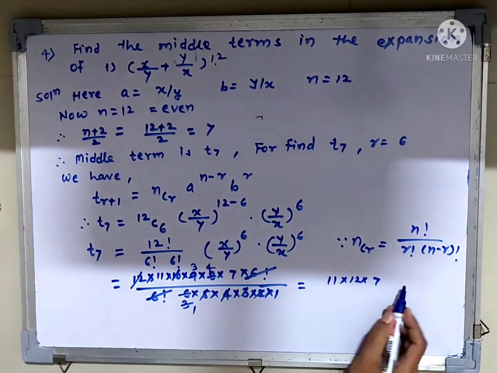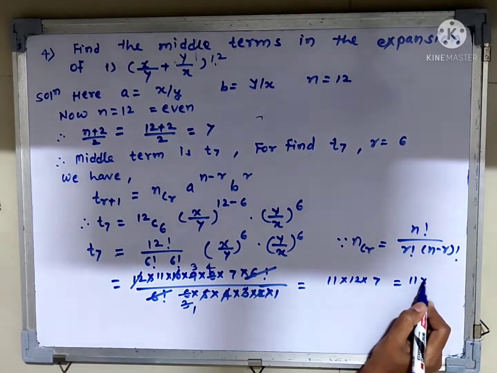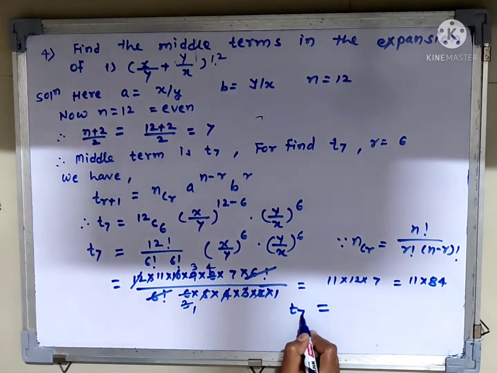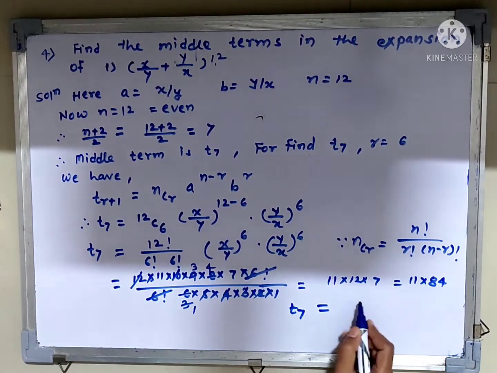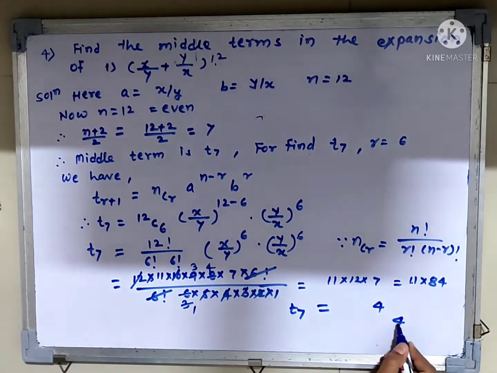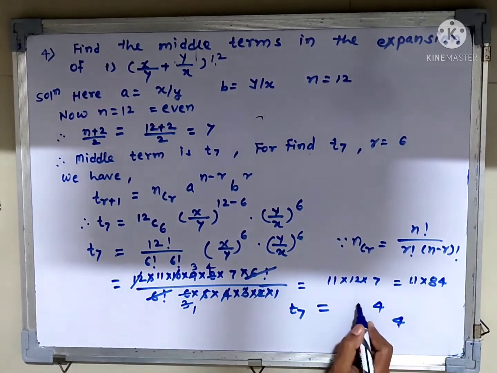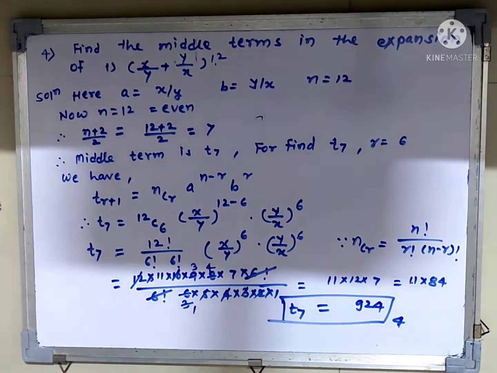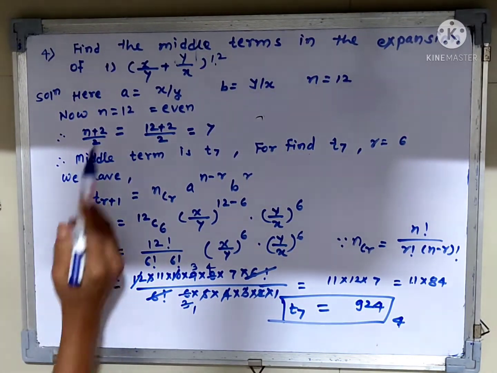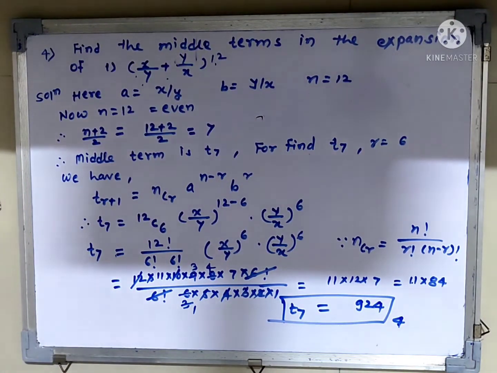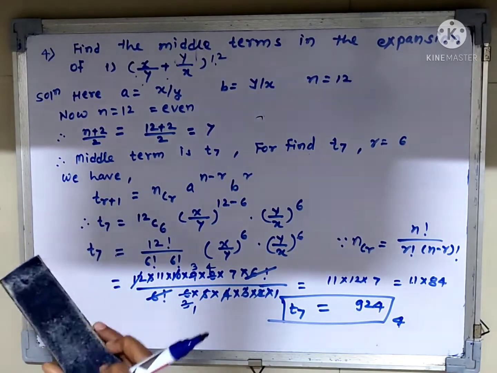Now take the product, which is equal to 11 into 84, and which is T7. 11 4s are 44, 11 8s are 88, 88 plus 4 is 92. Therefore 92 is the middle term of the expansion of (x/y + y/x) raised to 12. Okay, it is your answer. Then next example.